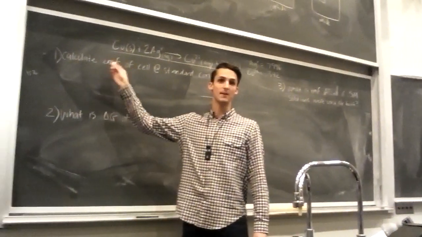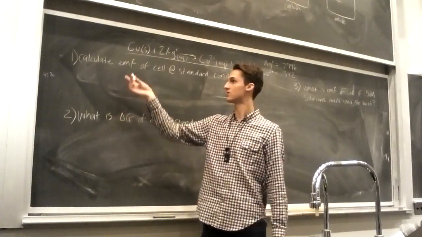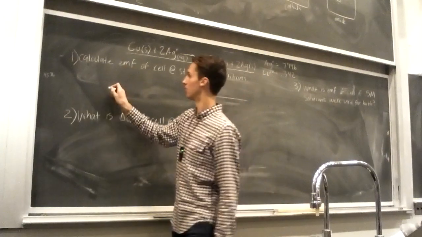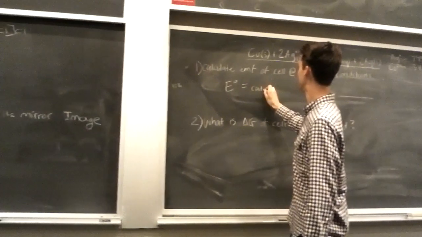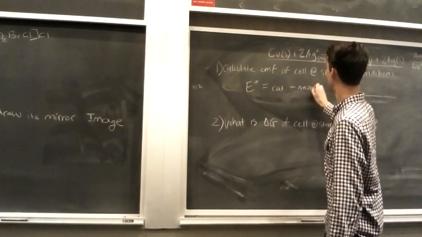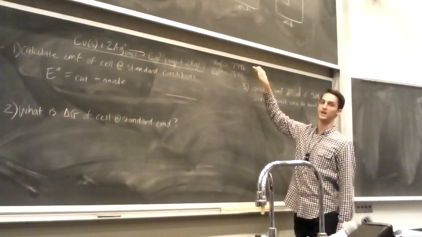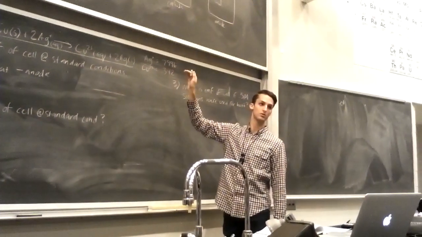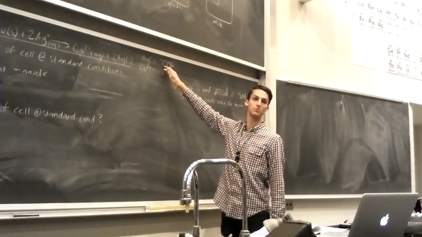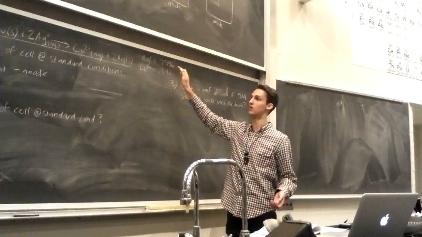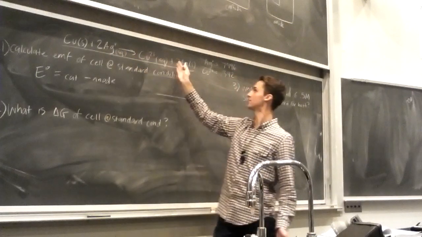And just so you guys know, EMF, you may have seen it before, it's the same thing as just E. So this is just like our E naught. So E naught is cathode minus anode. I gave you the reduction potentials right here. Silver is 0.7996, copper is 0.342. So we would assume that silver would be reduced because it has a higher reduction potential. But let's check in our reaction to make sure that is the case. Is silver being reduced? Yes, it is.